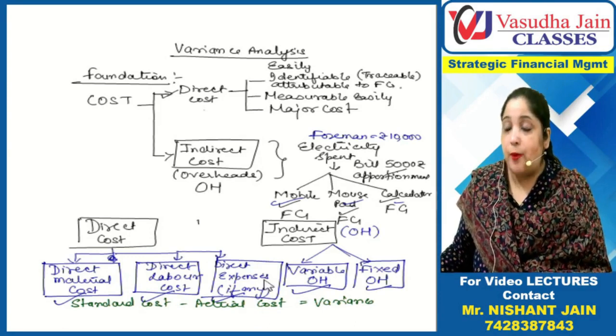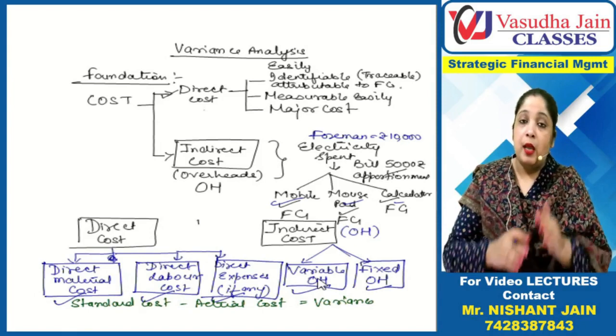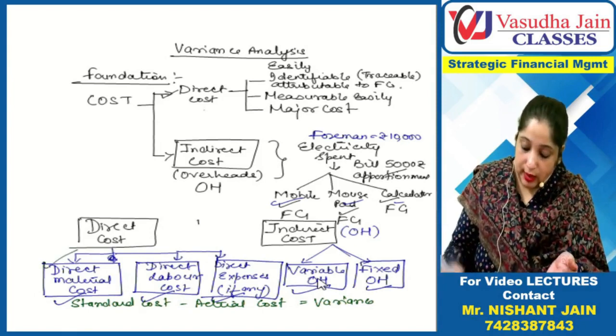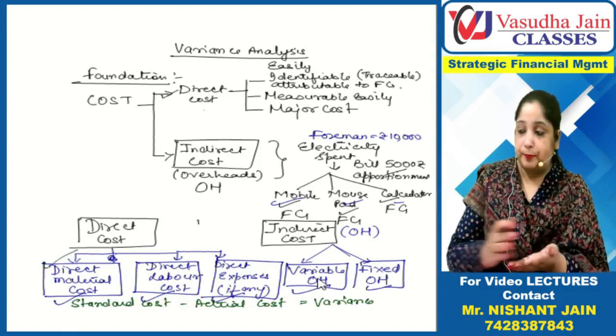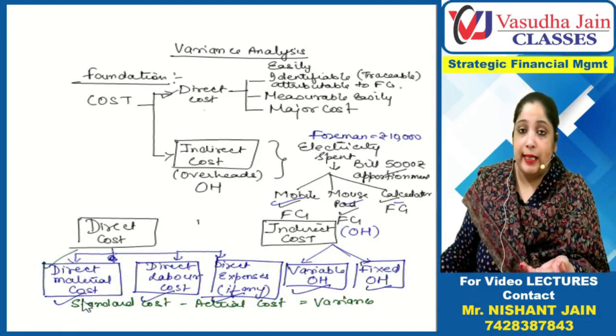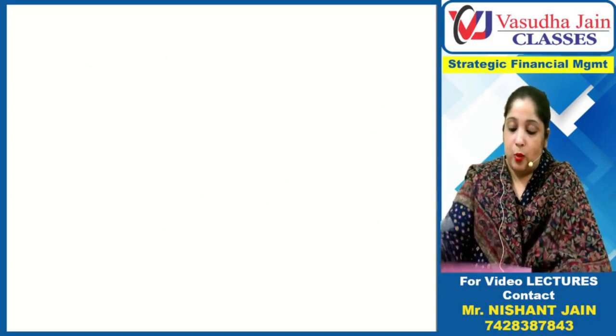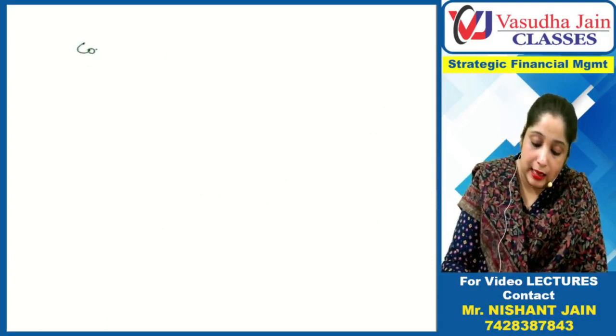So for each type of cost, we are going to compute standard cost and actual cost. In the first two lectures, we are going to discuss direct material cost. So let us start with our lecture, that is direct material cost. What I mean is, let us start with the concept. Now we are starting with the concept.